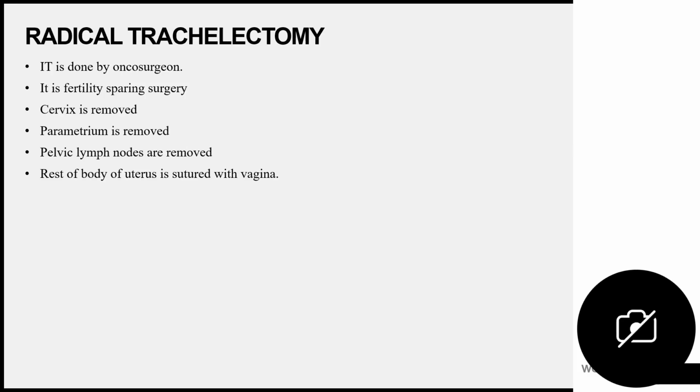What is radical trachelectomy? It is done by the oncosurgeon. It is a fertility-sparing surgery. In this, the cervix is removed, the parametrium is removed, the pelvic lymph nodes are removed, and the rest of the body of the uterus is sutured with the vagina.